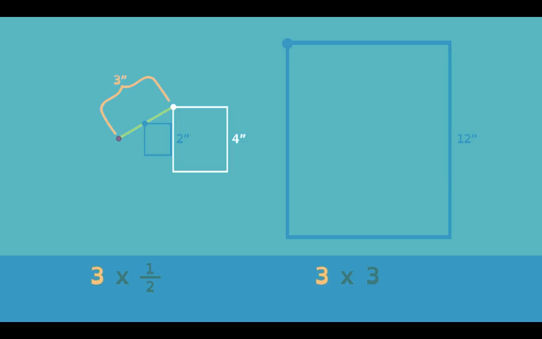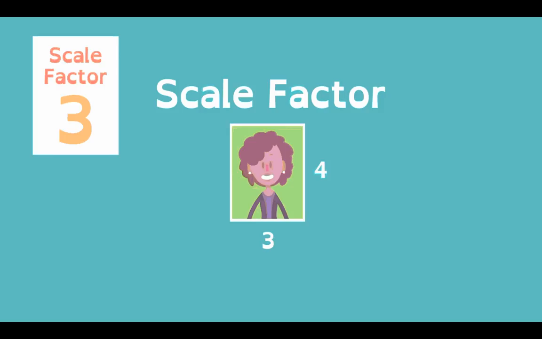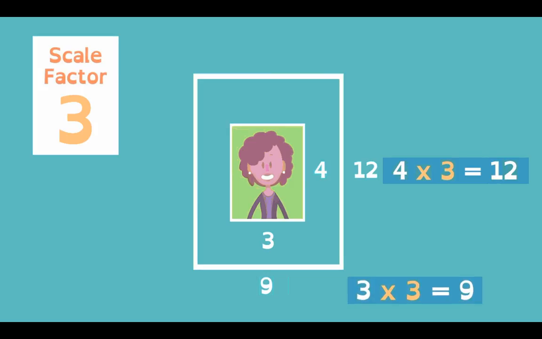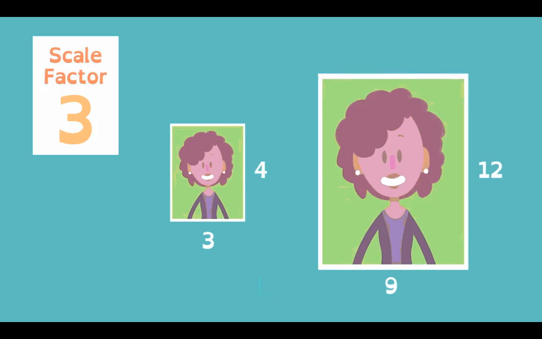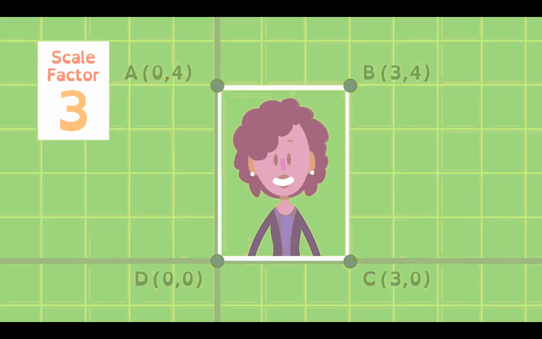In dilations, the dimensions and distances from the center of dilation stay in proportion. The center of dilation can be anywhere in, on, or outside of the shape. Scale factor determines how a shape grows or shrinks. If the scale factor is 3, the dimensions from the center of dilation are multiplied by 3. Different sizes, same proportions, same shape. A coordinate grid can help us see how this works. If the center of dilation is 0, 0, and the scale factor is 3, the horizontal distance from the center of dilation is 3, and the vertical distance is 4.